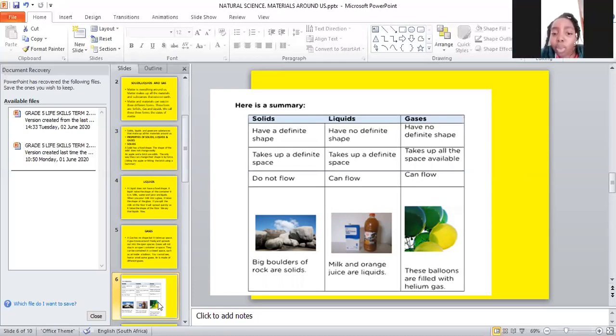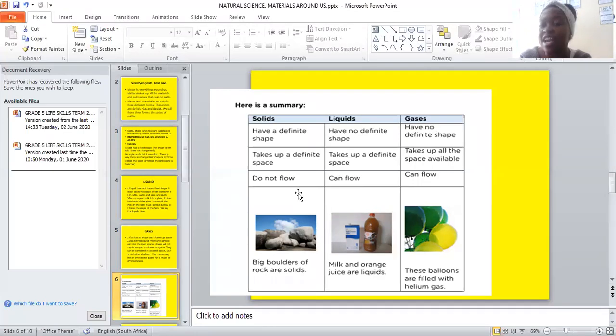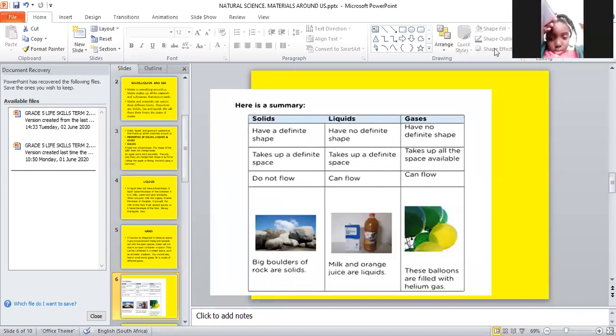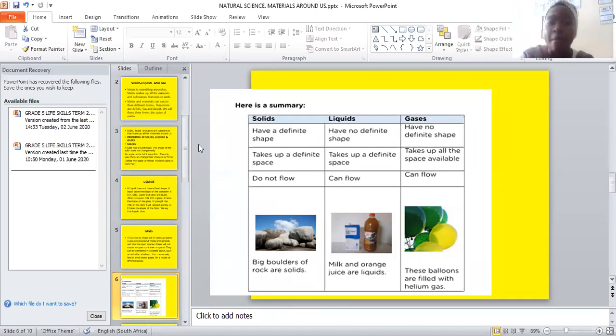Okay. So, boulders of rock are solids, and the milk and orange juice are liquids. These balloons are filled with helium gas. We have different types of gases, but we'll discuss that in much more detail next time. Actually, on Monday. Boys are coming back to school on Monday, and girls are coming back to school on Tuesday. So we'll discuss more in detail on Monday and Tuesday. Next.